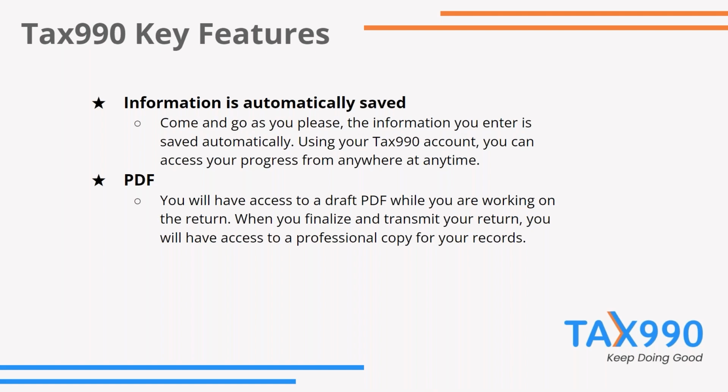We also understand that most organizations have been paper filing for years and prefer to review the return prior to transmitting or while working through the process. So you'll have access to a draft PDF while you're working on the return, and when you finalize and transmit the return, you'll have access to a professional copy for your records. The professional copy will remain in your account, so you can print and download it at any time. But with the 990N form, since it's such a small form, it's just a summary page. However, it is still available in the account.